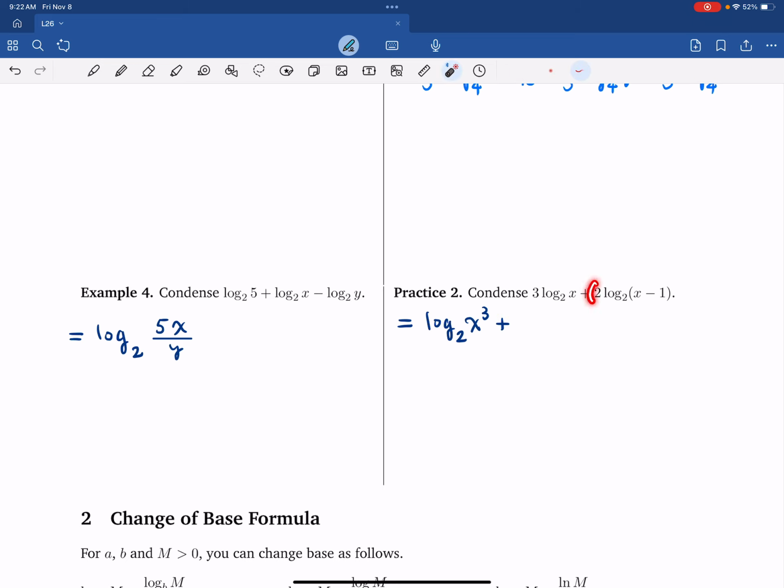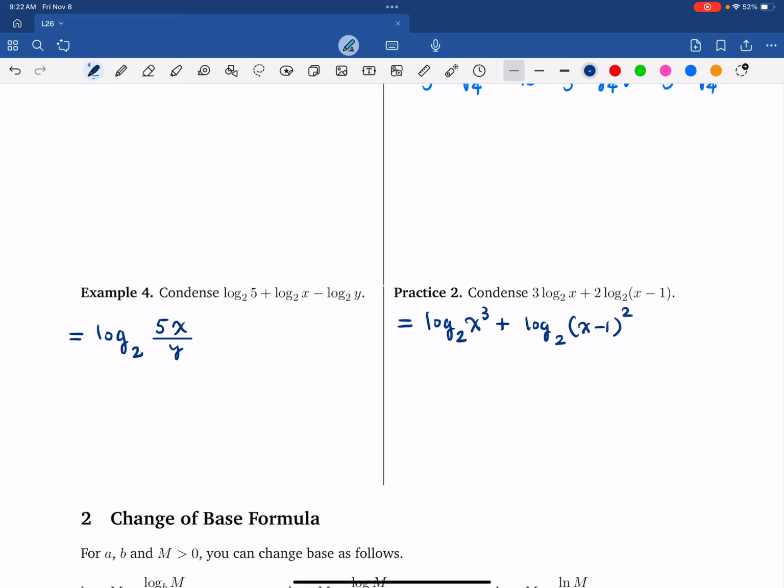We have this coefficient of 2. We want to make it 1. So we're going to use property number 7, bring it inside, put it on the top right. So this will be log base 2 of x minus 1 squared. Make sure that you put it outside the parentheses.